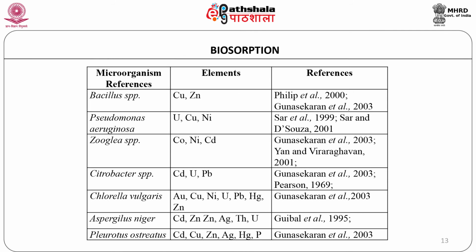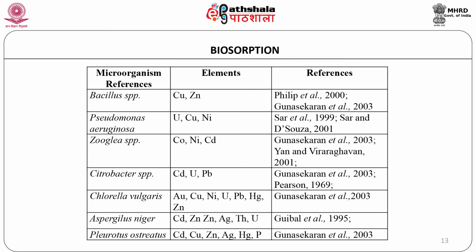In this table, we can see the microorganisms used for biosorption of heavy metals. The microorganisms like Bacillus, Pseudomonas, Microglia, Citrobacters and Chlorella, Aspergillus, Pleurotus. These are the common microorganisms which help in biosorption of these chemicals like zinc, copper, nickel, lead and mercury.